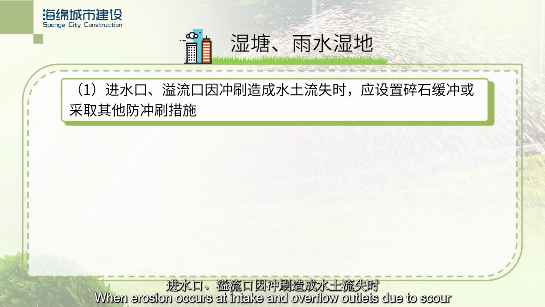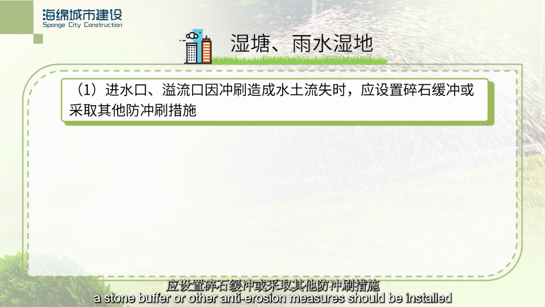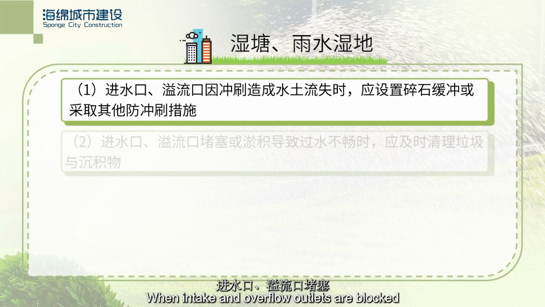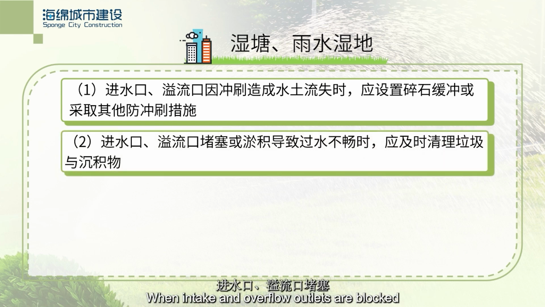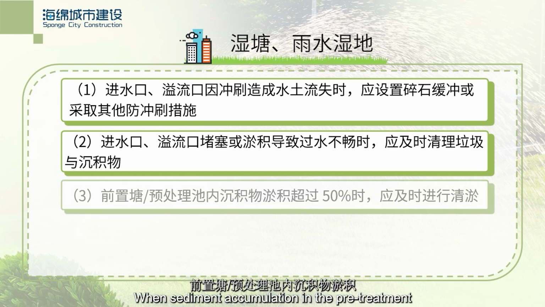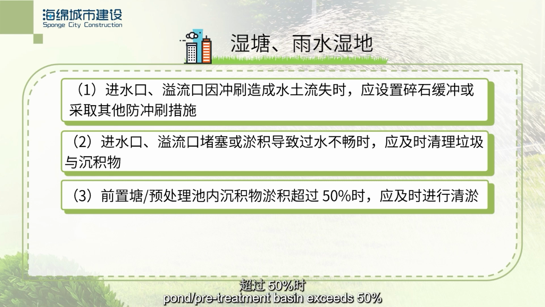Wet ponds and rainwater ponds. When erosion occurs at intake and overflow outlets due to scour, a stone buffer or other anti-erosion measures should be installed. When intake and overflow outlets are blocked, or sediment accumulates, causing poor water flow, the accumulated debris and sediment should be cleared in a timely manner. When sediment accumulation in the pre-treatment basin exceeds 50%, it should be cleared in a timely manner.